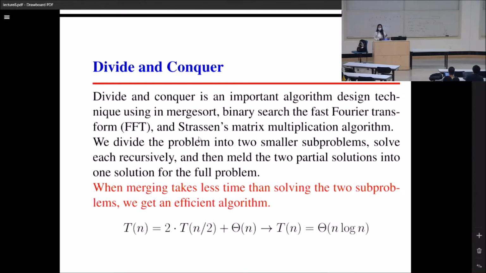And we know that the time will be T(n/2), and we have two subproblems. So for the partition part, we will have 2T(n/2). But after the recursion, what are we going to do? We need to do the merge operation. For merge, it takes linear time to perform it, so the time will be Theta(n). Using this formula, you can see that T(n) will be Theta(n log n).